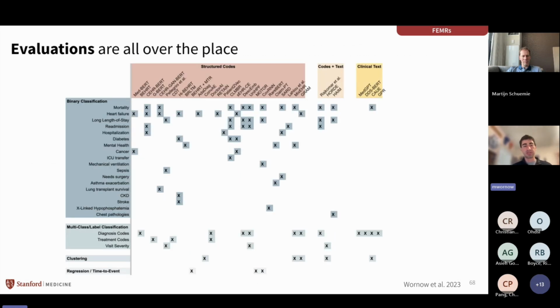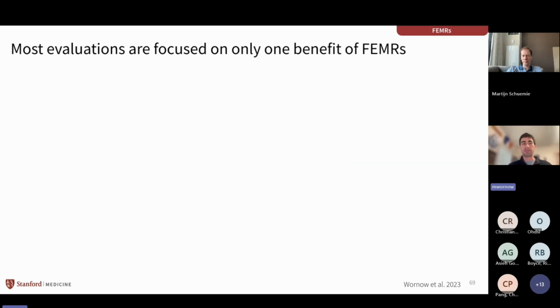In terms of the evaluations, it's even more all over the place than it was for the clinical language models. Again, the x-axis is the name of the femur, the y-axis is the evaluation. Everyone picks their own favorite evaluation metric, basically. There's a few common ones like length of stay and readmission, pretty shared across at least a handful of them. But there are a lot of totally random tasks, and it's very hard to compare models because the data is different and the task is different, which is a problem.